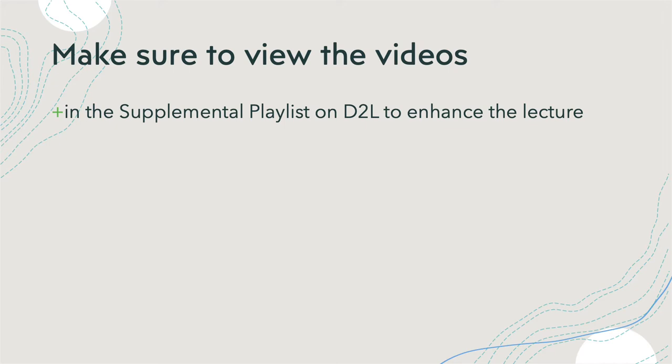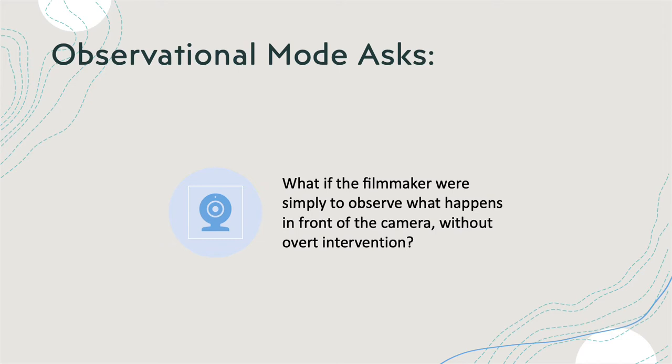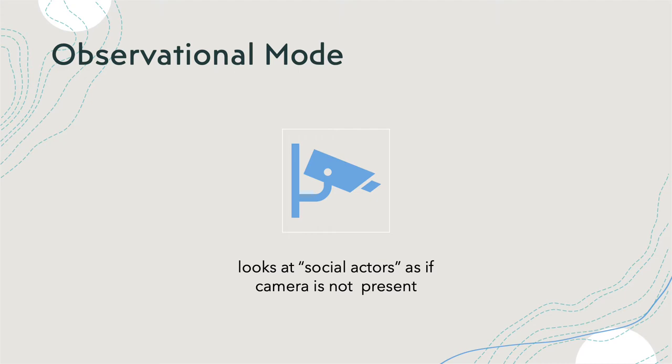Observational mode asks, what if filmmakers were simply to observe what happens in front of the camera without overt intervention? Observational mode looks at social actors as if the camera is not present.